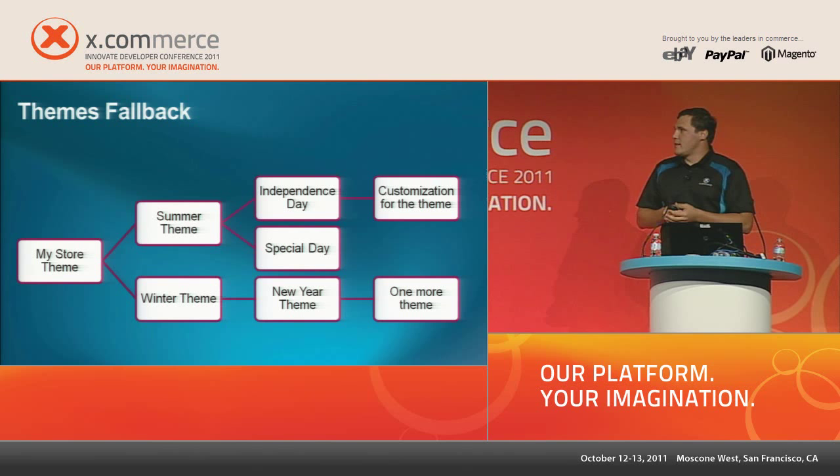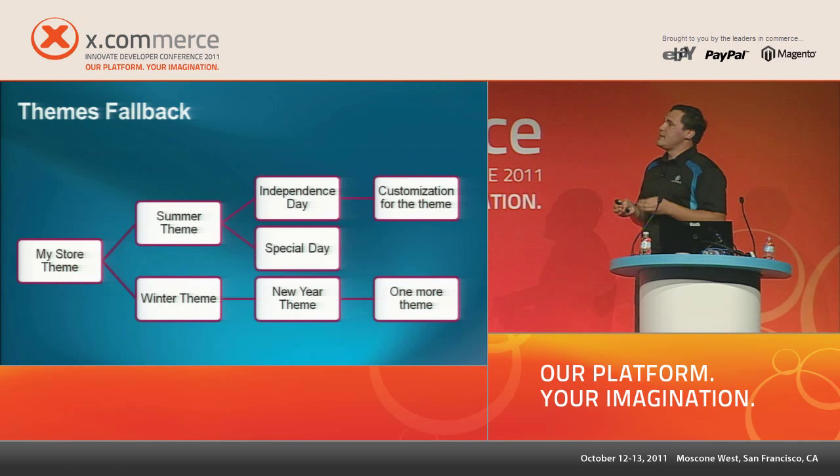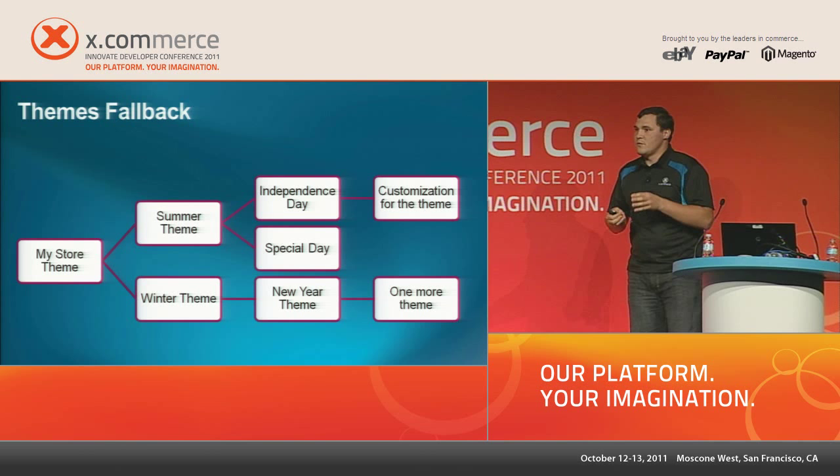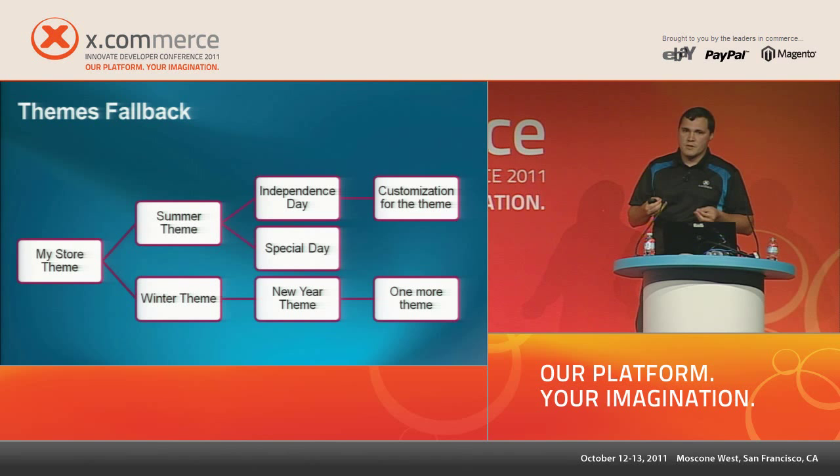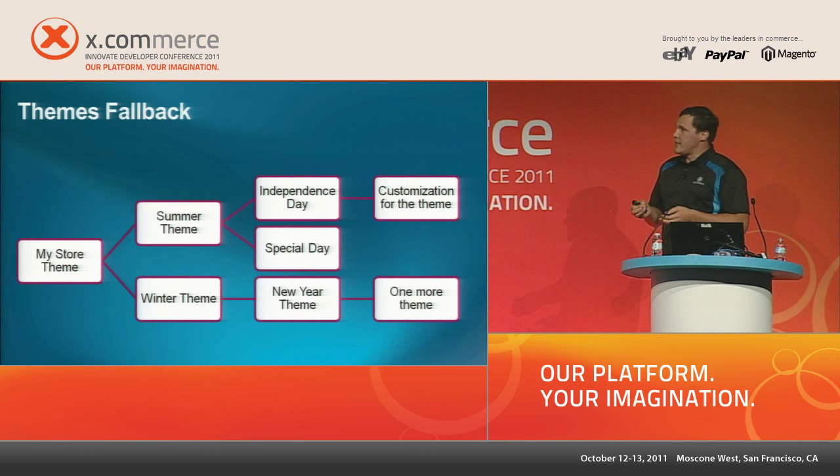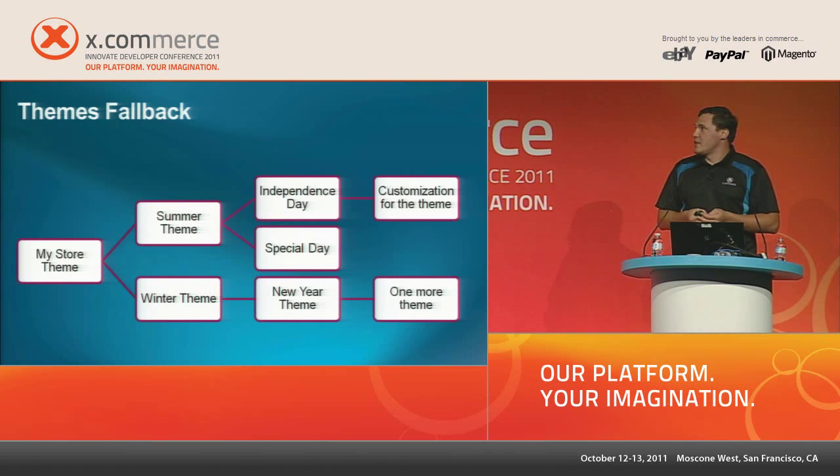And let's say, if they want to create a different theme hierarchy, like I have my store theme and I want to customize it for different seasons, and then in each season, let's say I want to create holiday themes, it would be great to remove the limitation for fallbacks and allow themes to define inheritance. And this improvement will be available in Magento 2.